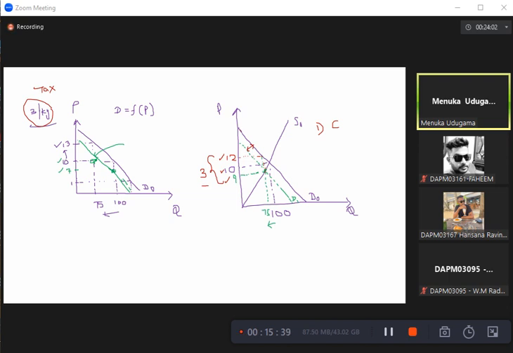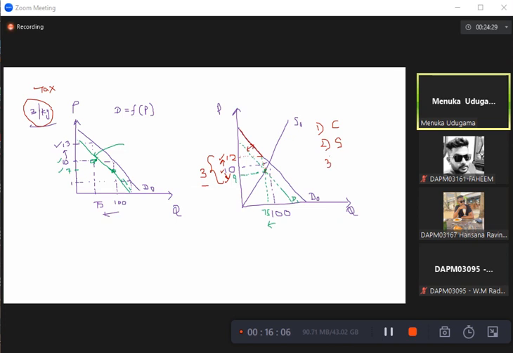What would happen to this triangle, which we called the consumer surplus, right? And then we will look at the impact on the producers, on the suppliers, because we can see that the price that they get has gone down by 1 rupee. So there's an impact on the supplier. So that also can be calculated.